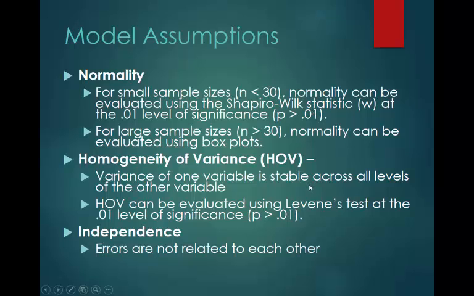Homogeneity of variance, I think we've talked about this before, you can use Levene's test, and that can tell you either way whether you have homogeneity of variance. And then independence, this really just means that all the scores are independent of each other, and it's not something that you could look for in your output. Independence is based on how you design your study and how you collect your data.